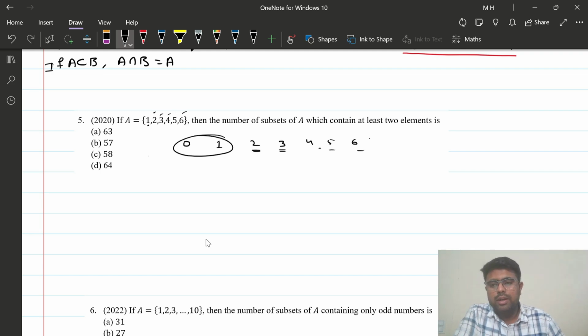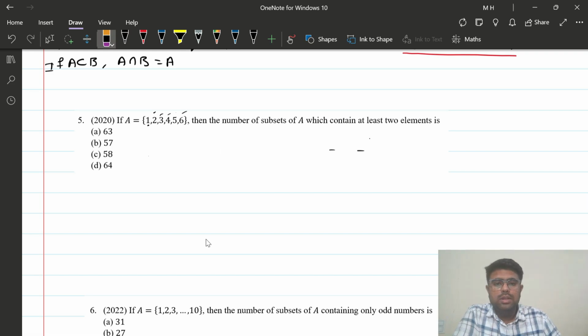So first I will calculate the total number of subsets. And then I will calculate the number of subsets which have 0 elements, and then the number of subsets which have 1 element. Then I will subtract those two from the total, and I'm going to get the exact number of subsets that I need.